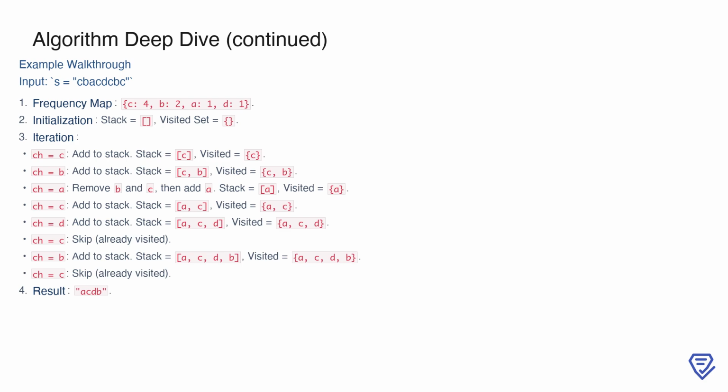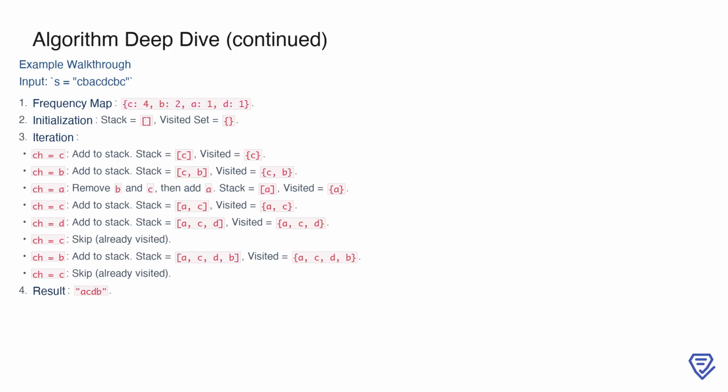First, we calculate the frequency map: C4, B2, A1, D1. We initialize the stack as empty and the visited set is empty. Starting the iteration, the first character C is added to the stack, so the stack becomes C, and the visited set is C. Next, B is added, resulting in C, B, and C, B.